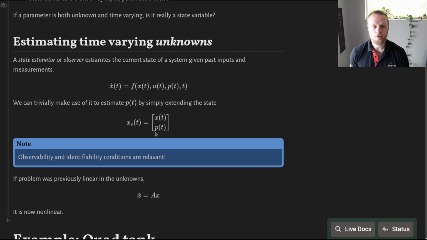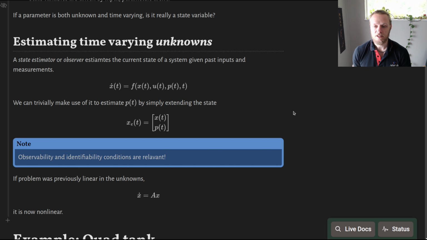Whenever we do that, we should be concerned about whether this new model with the extended state is observable. You might have observability and identifiability problems by expanding the state. But say that we don't have those problems. In that case, we have now transferred our estimation problem of estimating the unknown time varying parameters to a traditional state estimation problem.